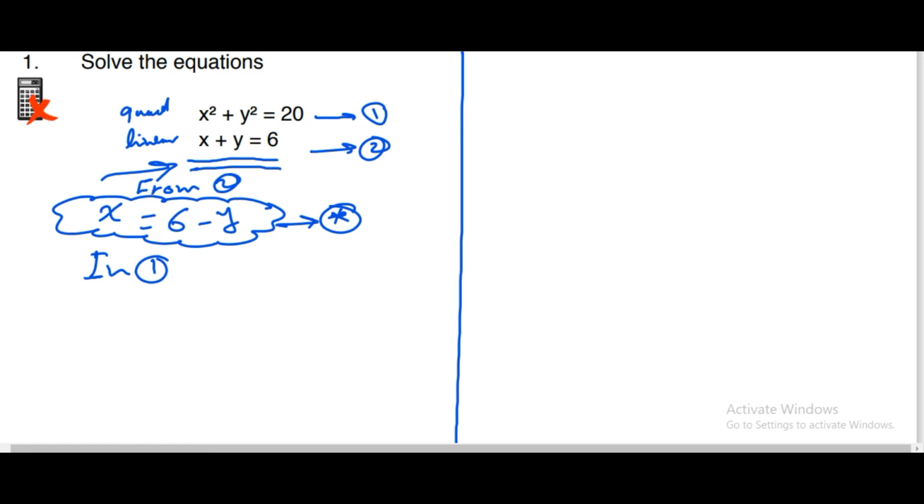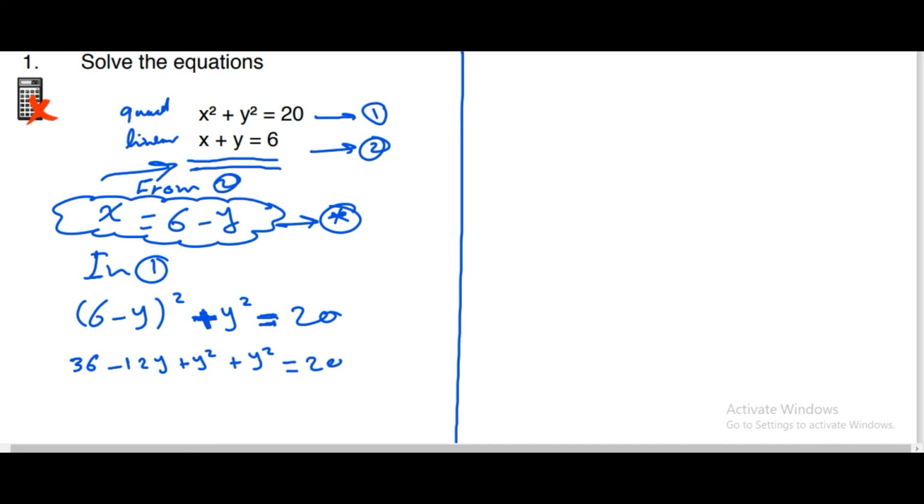Put x in its place, (6 - y) all to the power of 2, plus y^2 equals 20. Here we get a quadratic equation. We'll solve as usual. Simplify this equation and write it in its standard form, and then solve using the methods of solving a quadratic equation. Here we use the quadratic formula. But first we have to simplify. Expanding the bracket will be 36 - 12y + y^2 + y^2 = 20.